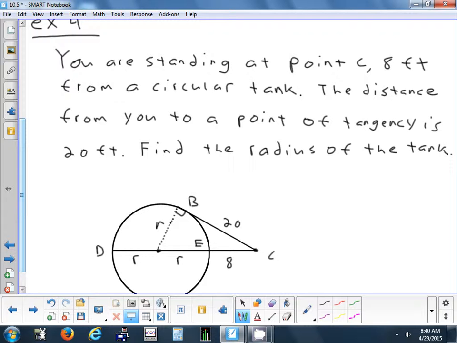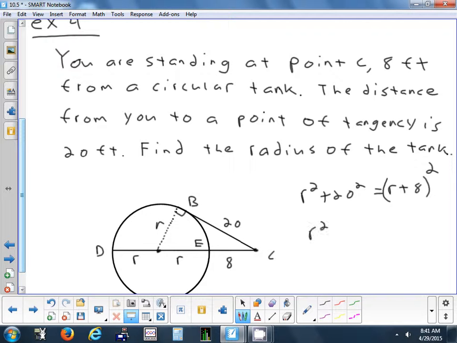So you've got r squared plus 20 squared. Again, this is the way we did it before, not the way we're going to do it now. One leg squared plus the other leg squared equals the hypotenuse squared. The hypotenuse is r plus how far away you're standing, 8. This would be the equation you could solve.